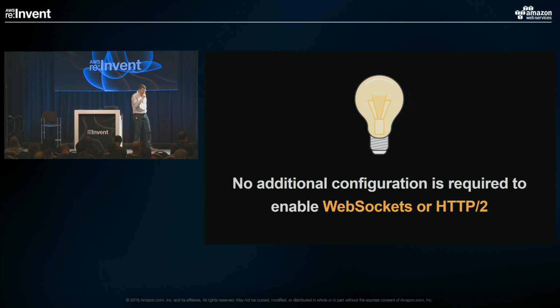Important tip. There's no additional configuration required to use WebSockets or HTTP/2. I've actually thought about adding a checkbox to the console that does nothing at all, just to say I want WebSockets and I want HTTP/2. Because the number of customers that have asked, how do I turn on WebSockets and HTTP/2? It's on by default. It's just on the load balancer. It actually happens all in the request path. So WebSockets will be upgraded automatically to a WebSocket connection. You don't have to do anything.